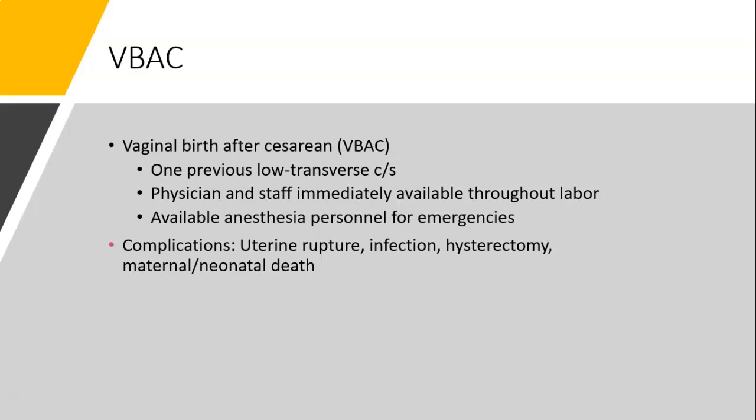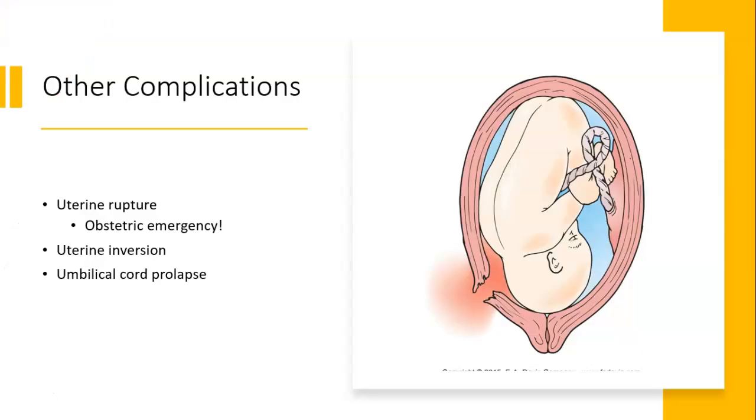So I talked a little bit about VBACs earlier. VBACs are vaginal birth after cesarean. We talked about how certain incisions carry a greater risk for hemorrhage or rupture. Rupture of the uterus is fairly uncommon, but it can happen. So being aware of that before we give these patients the options for a VBAC is important.